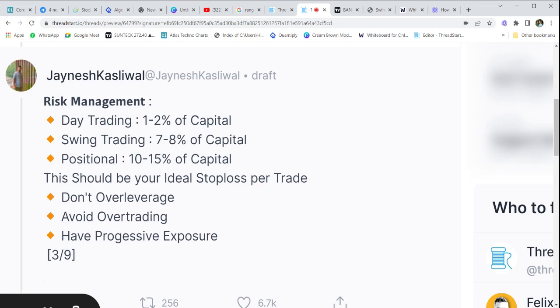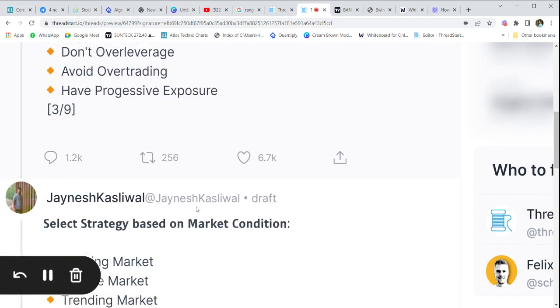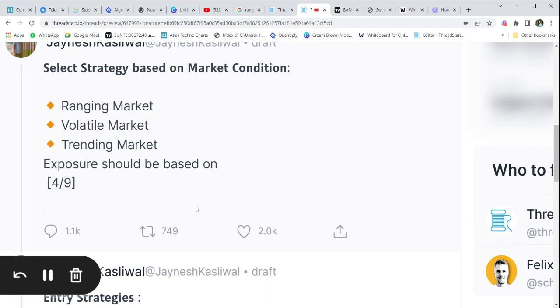Now you should not be over leveraging. In case you're doing FNO trading, you should not be over leveraging by buying 2 or 3 times out of the money options, and then trading 2x 3x quantity. Avoid over trading. If you have hit your maximum SL of the day, then you should avoid trading and have progressive exposure. That means as soon as your trade goes into profit, then you can increase your position sizing. Rather than averaging on the downside, you should keep on averaging your trade as the profits increase on the upper levels, right? Now select strategy based on market conditions.